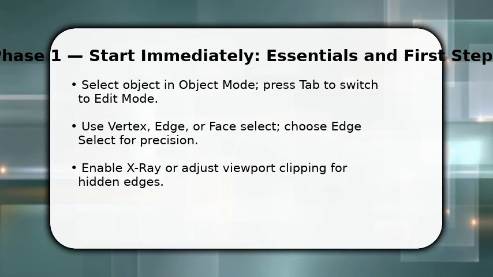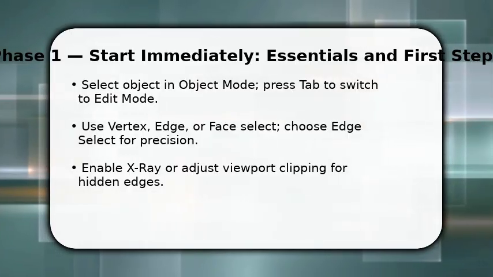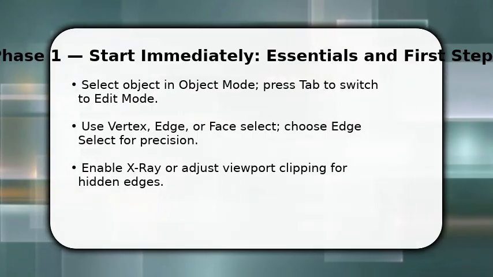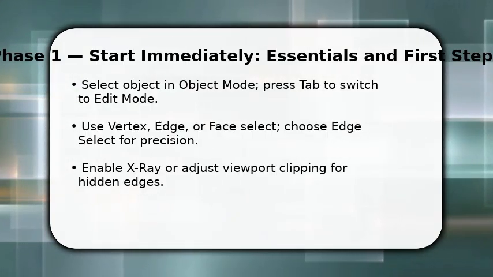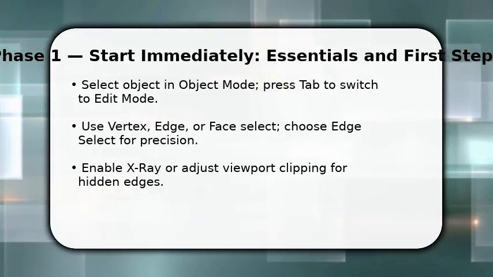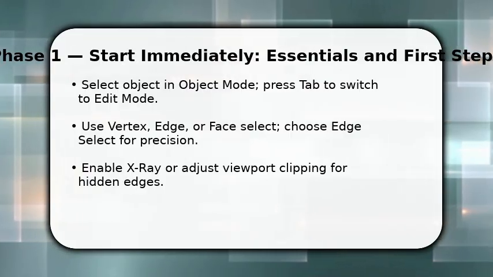You start by selecting the Mesh and pressing Tab to enter Edit mode. This makes geometry editable. Switch to Edge Select so you target edges directly, because deleting in Vertex or Face mode behaves differently. Once done, enable X-ray or move the viewport to reveal occluded edges. This prevents accidentally missing hidden geometry.